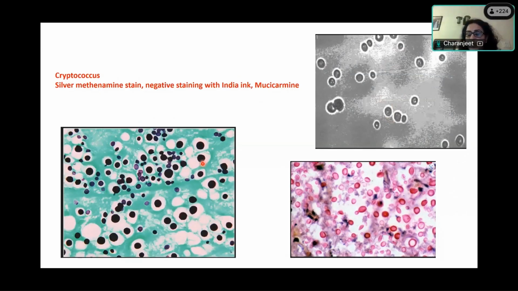And third is the mucicarmine stain here. Mucicarmine will stain the capsule. The capsule is a mucoid capsule. So mucicarmine is going to stain the capsule. Okay, so this is the last slide.